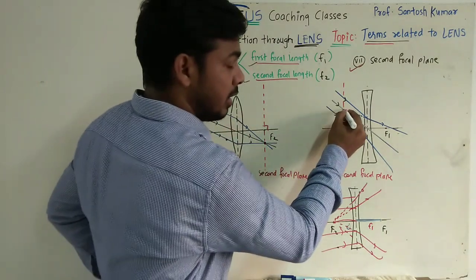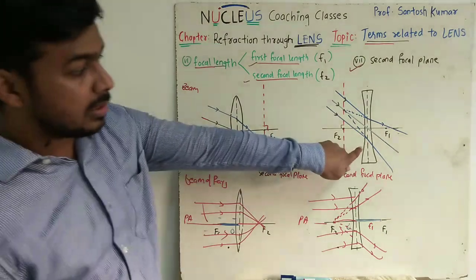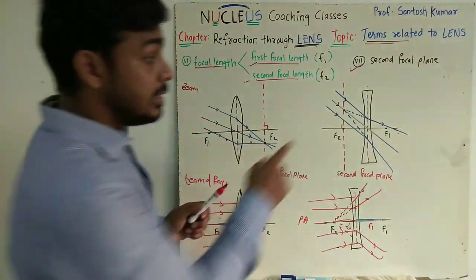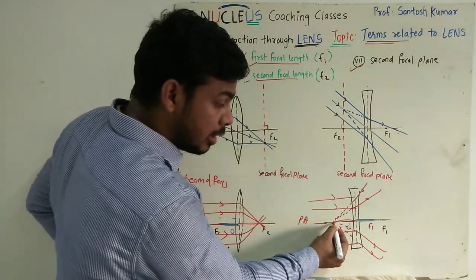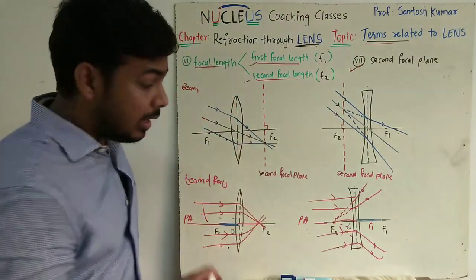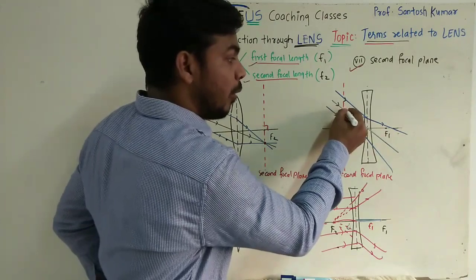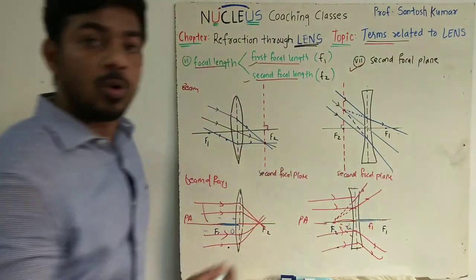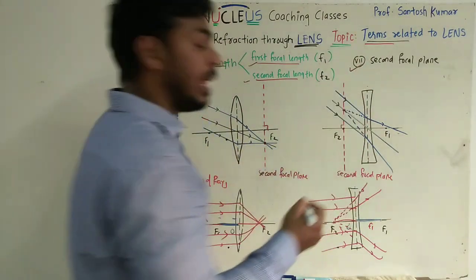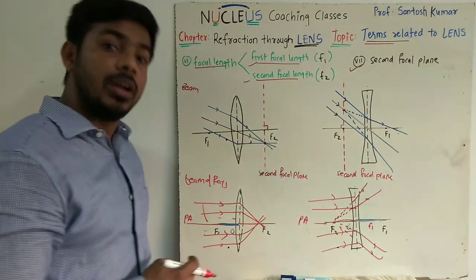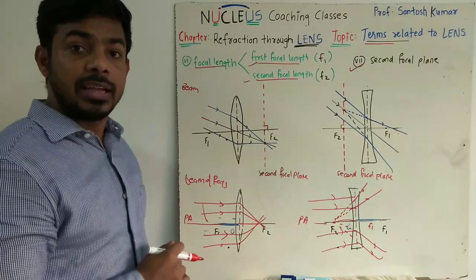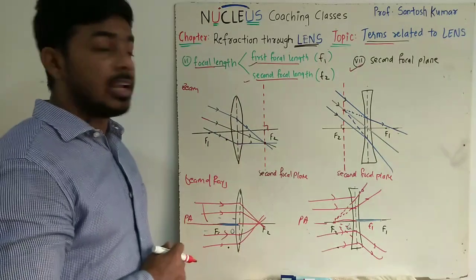Here, when the parallel beam of rays gets refracted from a concave lens, they appear to be diverging from a common point. But remember, here the common point lies on the principal axis. Here, the common point lies on the second focal plane. That means the common point lies on a plane which is perpendicular to the principal axis and passes through f2. So this is the significance of the second focal plane.